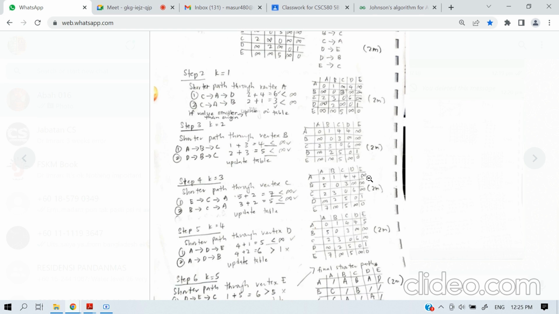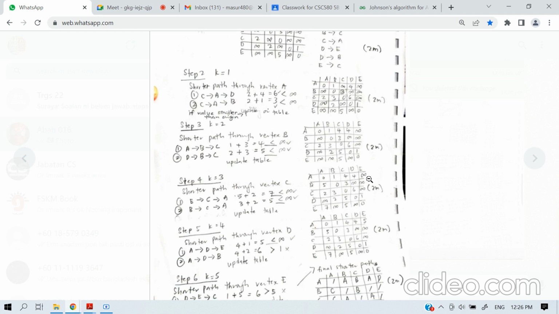So from A to C going through B and then from D to C going through B. When you have calculated the values, you will find all the values are less than infinity, because at the beginning everything was infinity. So less than infinity, please update the table. From A to C, instead of infinity, you change it to 4. D to C, originally infinity, change it to 5. So you need to write the new table for this step 3 or K equals 2.